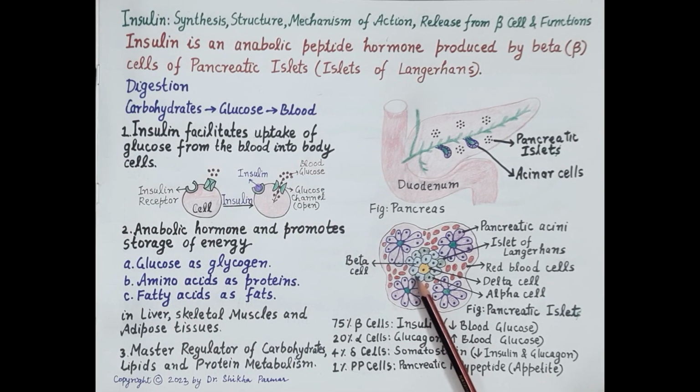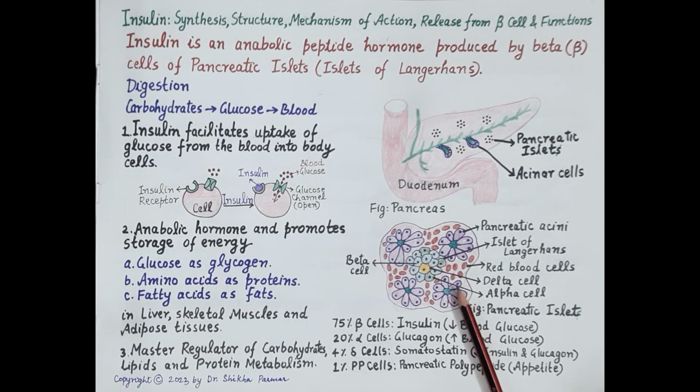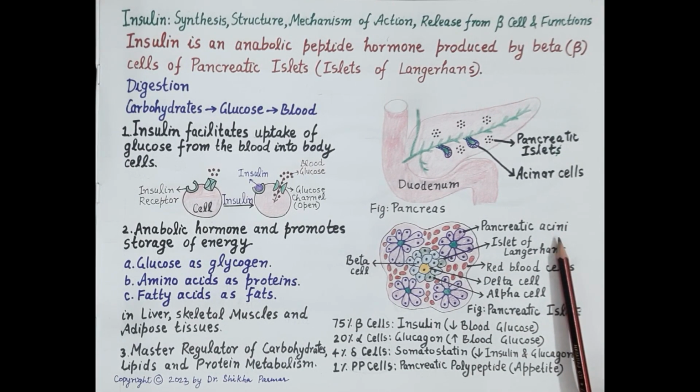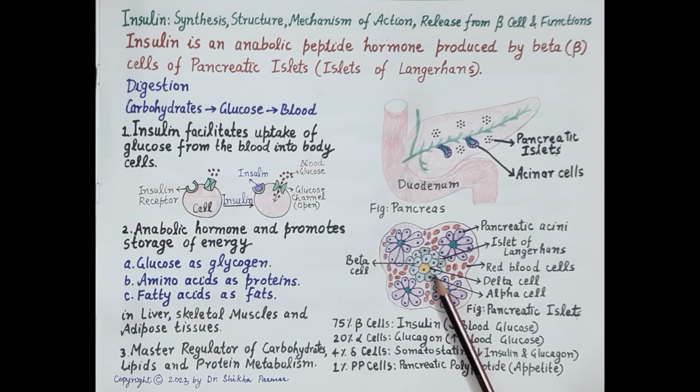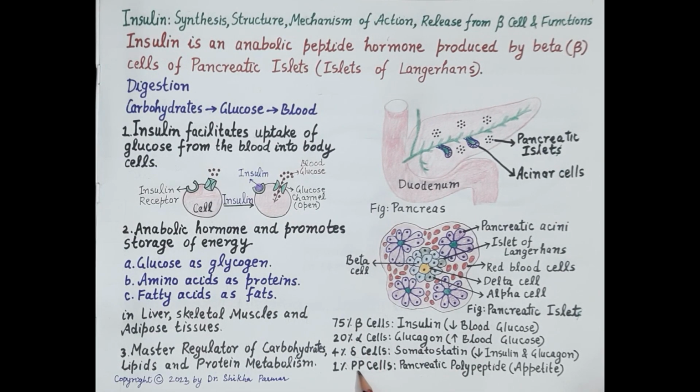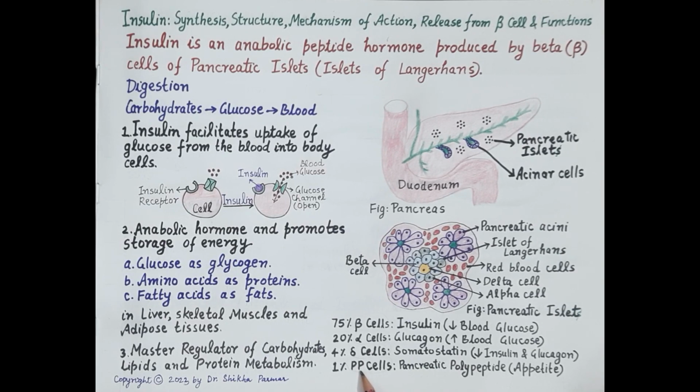Now, this is the section of pancreas composed of pancreatic acini and this is pancreatic islet or islet of Langerhans. Now, each pancreatic islet is composed of four types of cells: alpha cells, beta cells, delta cells and PP cells. All these cells produce different types of hormones and these hormones are released directly in the blood.